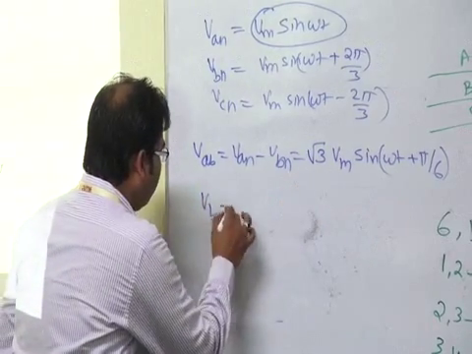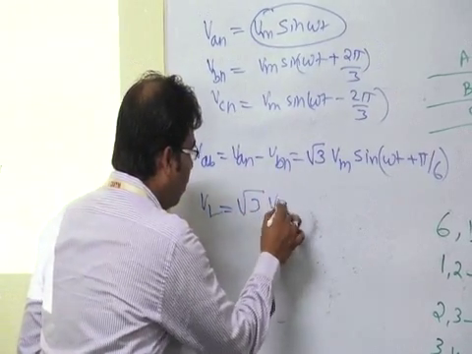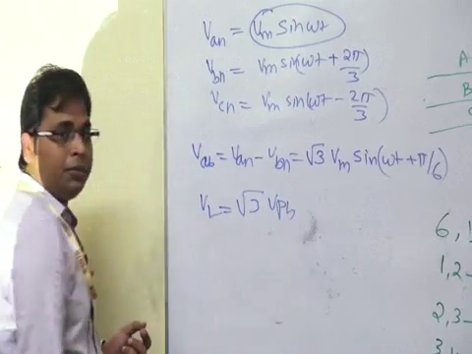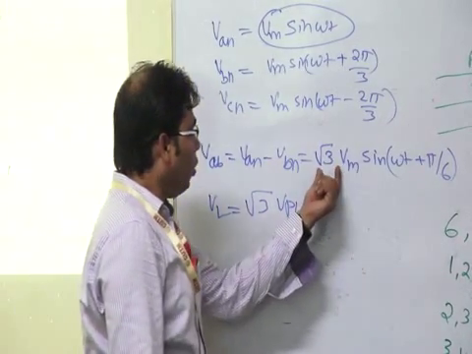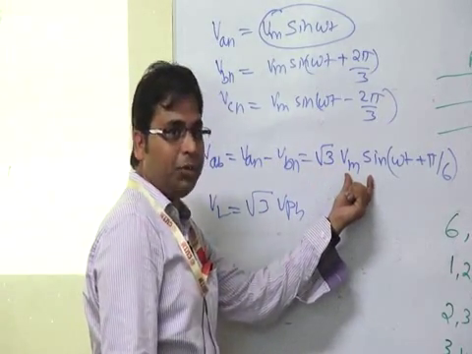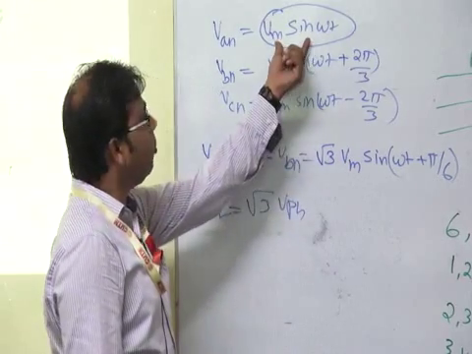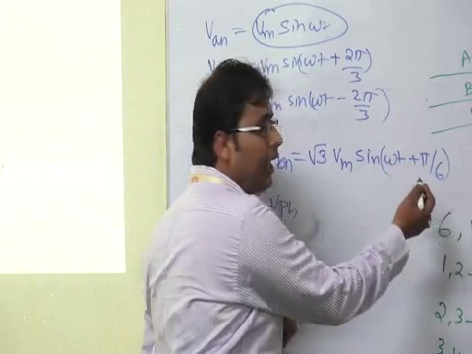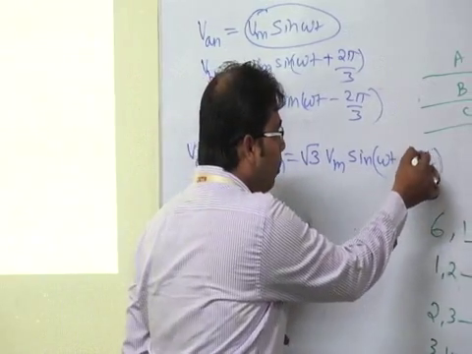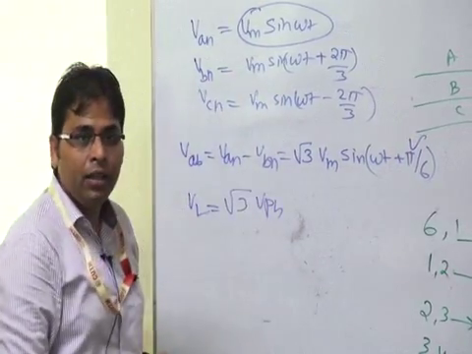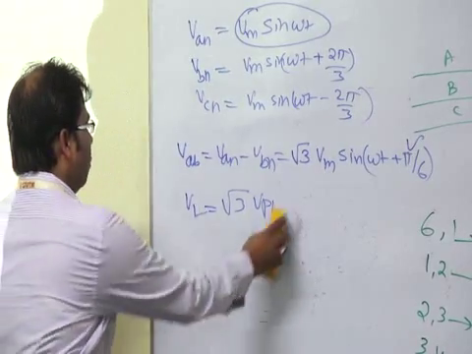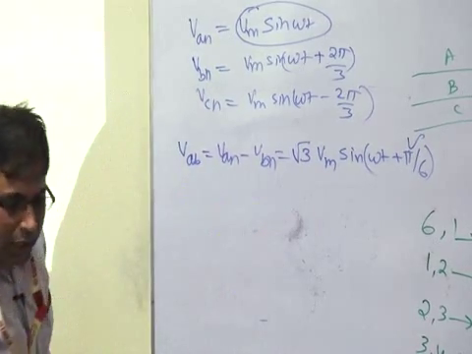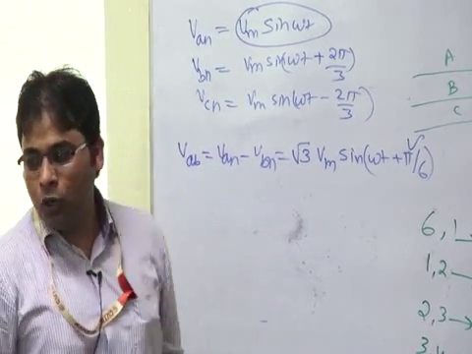Just you told me this is the relation. So root 3 into phase voltage. This is my phase voltage. Root 3 times phase voltage, it will lead by 30 degree. So plus pi by 6. Okay. Now let us find the output voltage.